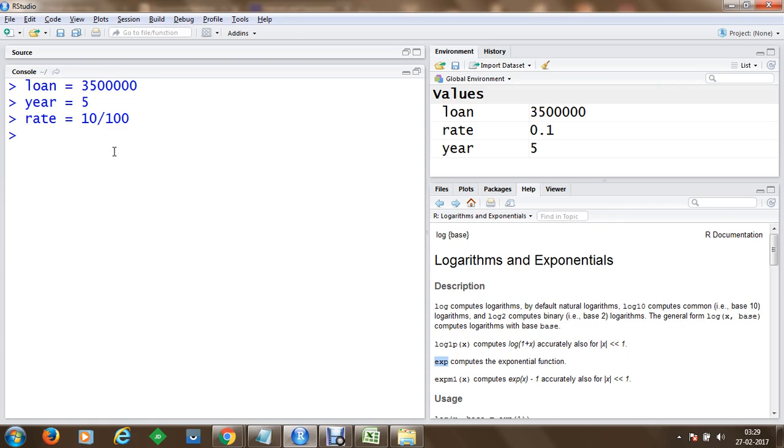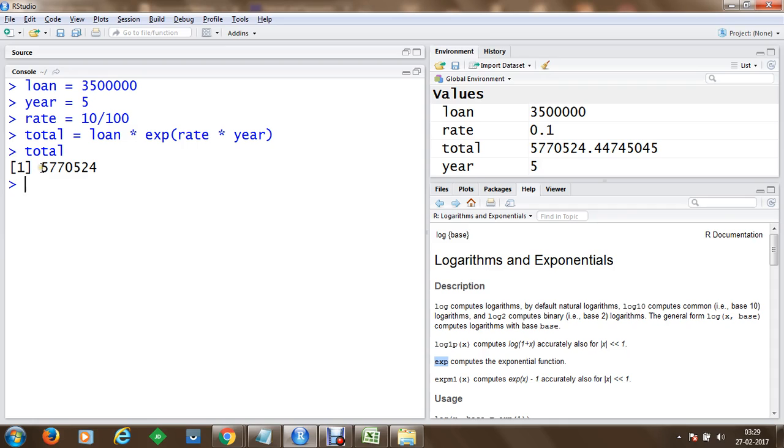To do that, I would like to compute my total amount, and this total amount is a multiplication of loan amount. Loan amount will be multiplied with the exponential of the total interest which has to be charged, let's say the rate of interest, multiplied by the years for which we are taking the loan. So once we execute that and print the total value, we can see that we have to pay around 57,70,524 in 5 years to the bank in order to own an Audi car.